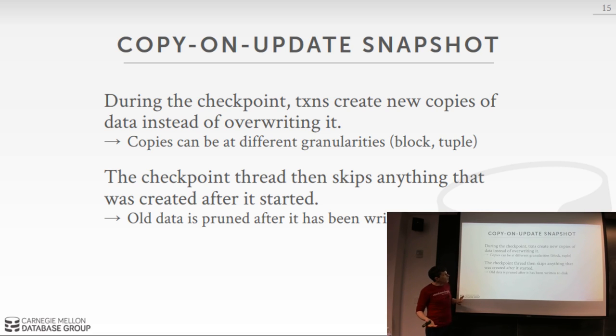You can have the copies you generate be at different granularities. It could be on a per-block basis or a per-tuple basis. Typically, everyone does it on a per-tuple basis. Then, when the checkpoint thread starts running, anytime it sees something that was created after it started, it can ignore it, because the checkpoint thread is essentially going to run as a transaction too, so it's going to have a timestamp. It has a way to order itself with every other transaction running at the same time. It just knows that anything created after it started, it can ignore.